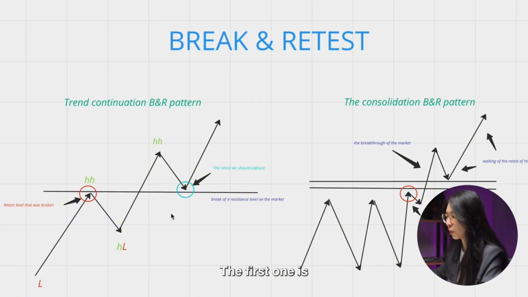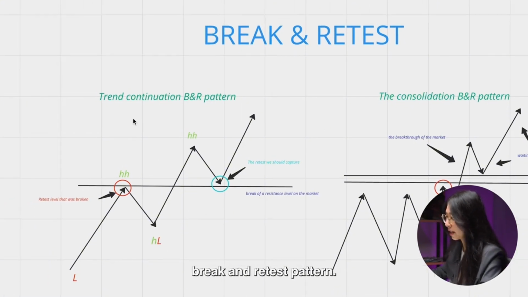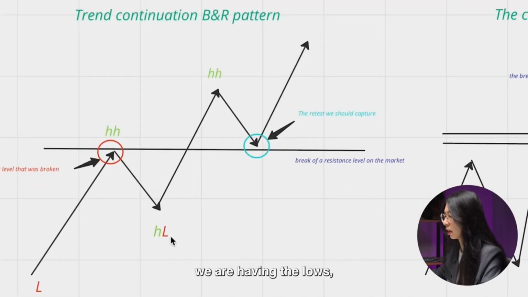The first one is the trend continuation break and retest pattern. It looks something like this. I have bullish examples here, and I will show you bearish examples when we go down to the chart. In this situation, we have higher lows and higher highs, followed by more higher highs. This is what the market normally does on a price chart. It's growing. And what we are looking for is the break of the resistance level.